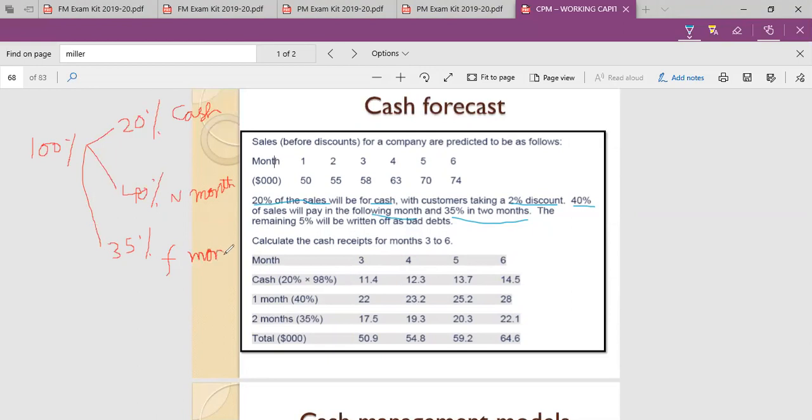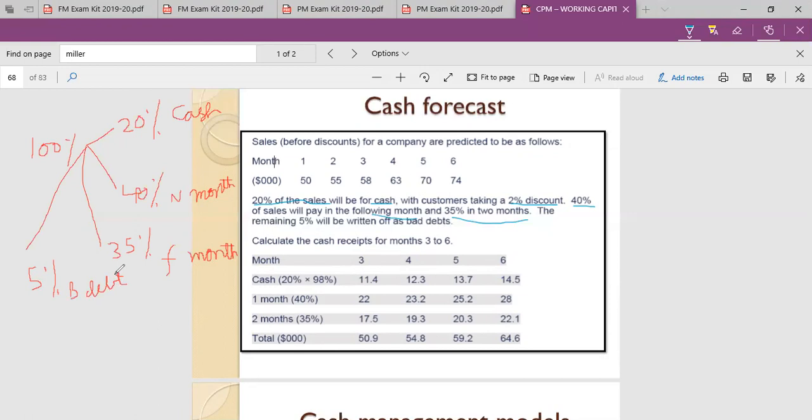After that, when we add them up, we see that it is only 95%. 20 plus 40 is 60, 60 plus 35 is 95%. So what about the 5%? The 5% they are assuming to be bad debts. So 5% of them will be written off as bad debts. These are the credit terms which are given.